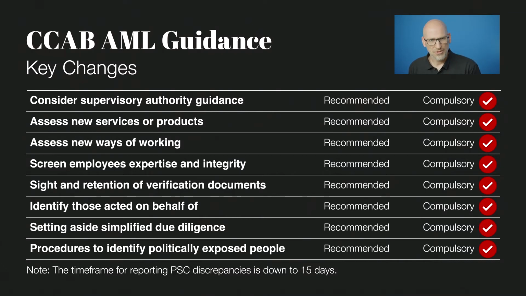We got one note down the bottom on there about another change that was kind of outside of this recommended to compulsory, and that was the time frame for reporting persons with significant control discrepancies that you identify. That's down to 15 days, is that right, Siobhan?